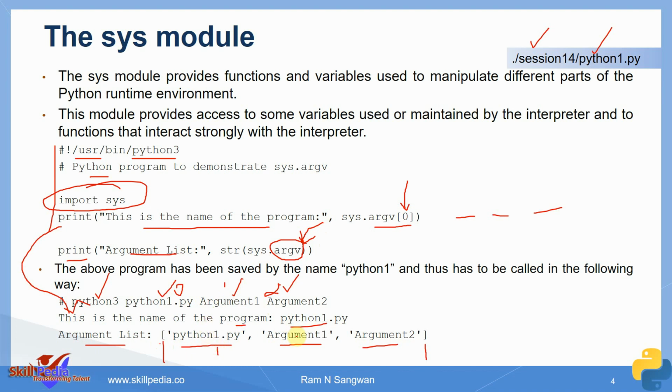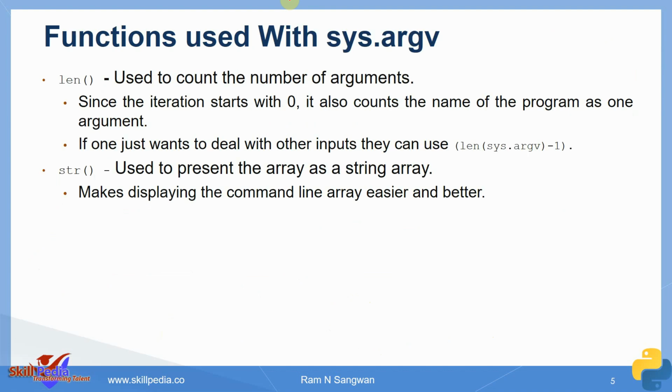Python1.py, argument1, argument2, if you pass these 2 arguments. If you are passing 3 arguments, you will see the third element. Passing 4 arguments, you will get the fourth element. This session is about these argument values and how many arguments are passed and how to access them. Since you have the list, the rest of the job is quite easy.